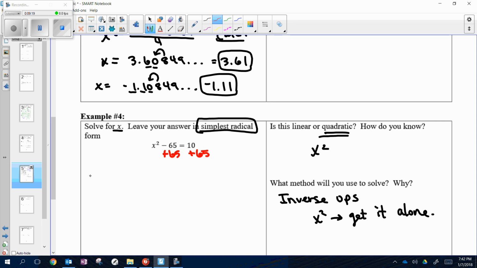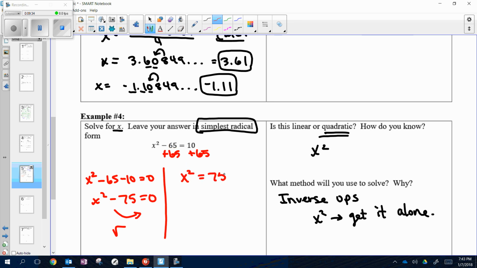So normally I would have thought x squared minus 65, bring the 10 over. I would have done that. And I still would have then thought, okay, I'll move the 75 over there and take a square root. So basically, I have x squared equals 75. And my x squared is alone. I can take a square root and put a plus or minus. Simplest radical form means I need to simplify the radical.